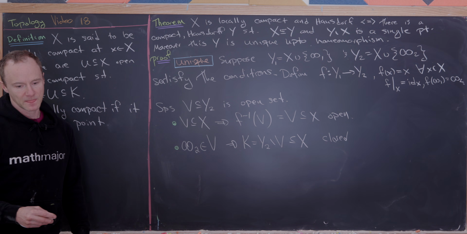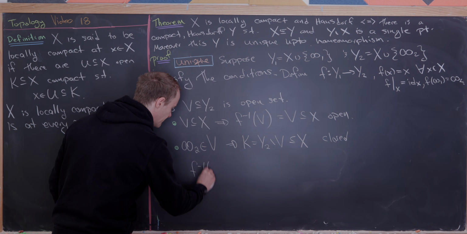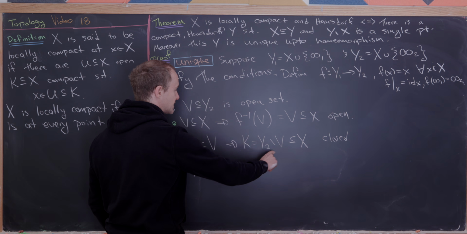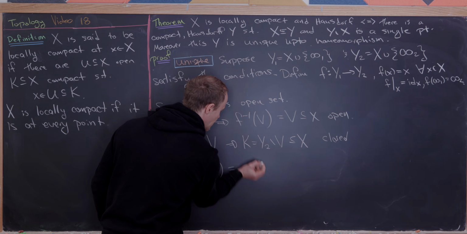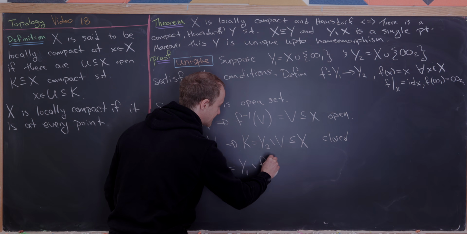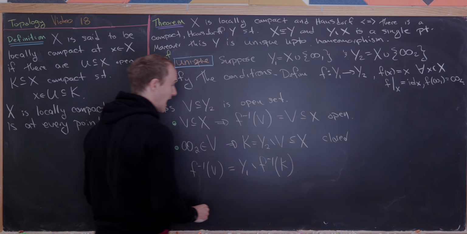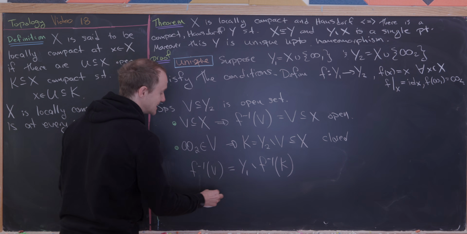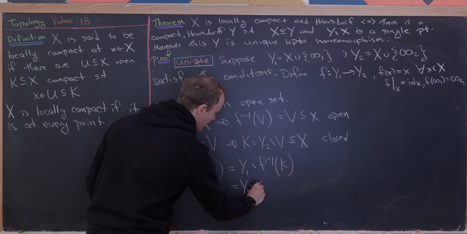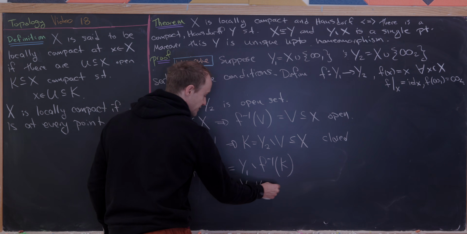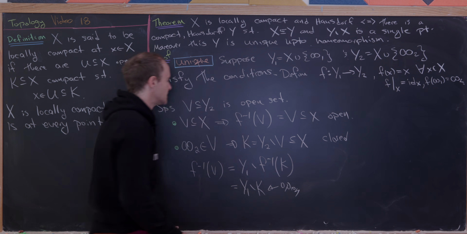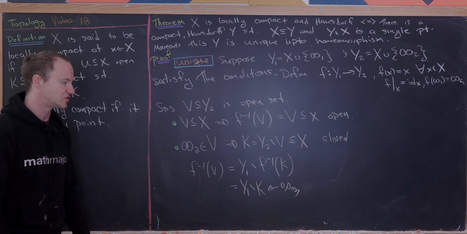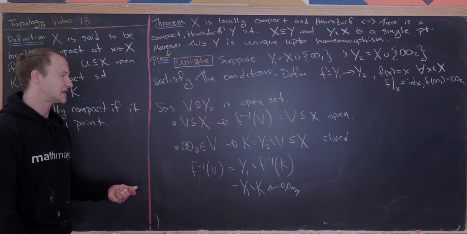Okay, good. Now let's look at the pre-image of V. Let's observe that the pre-image of V, using this rule right here, is simply Y sub 1 minus the pre-image of K. Since K is inside of X, f acts as the identity function, so this is simply Y1 minus K. Again, K was closed, which means its complement is open. So regardless of how you slice it, if you start with an open set and find its pre-image, it is still open, meaning that we have a continuous function.